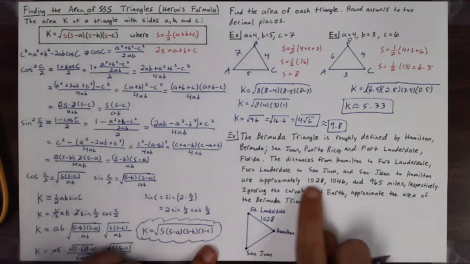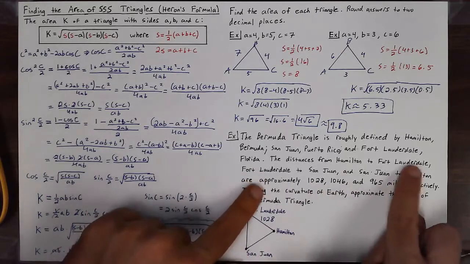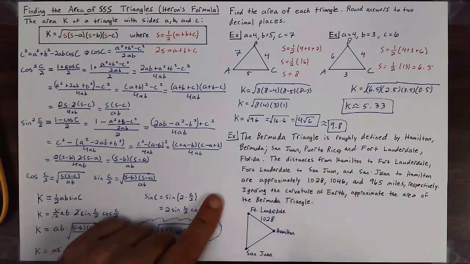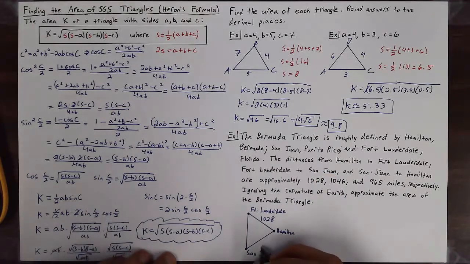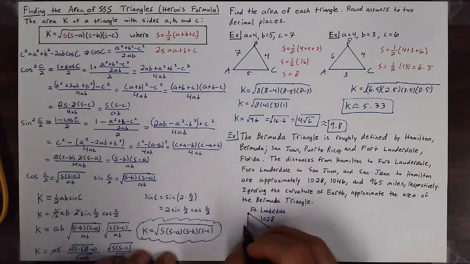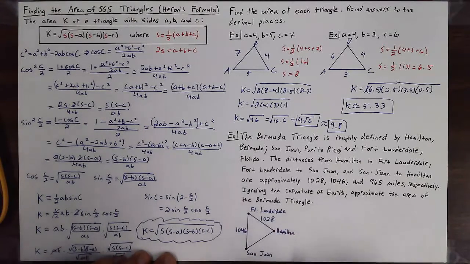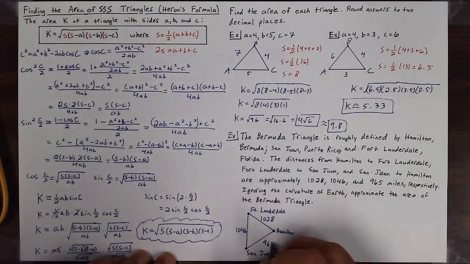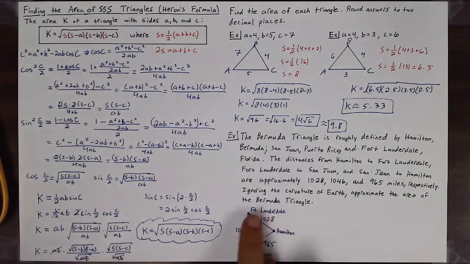1,028. And that's what this respectively thing is for. I'm just going to match the order. Fort Lauderdale to San Juan is 1,046. And then San Juan to Hamilton is 965. So now that you know how far all apart these are, you can find the area between them.